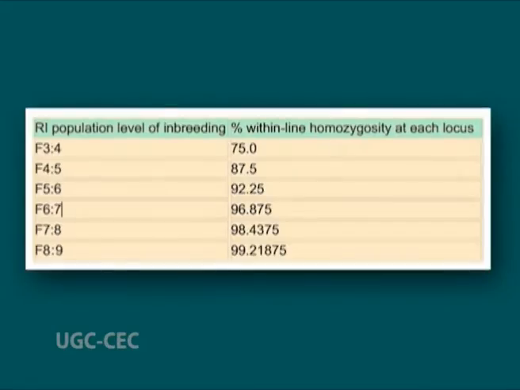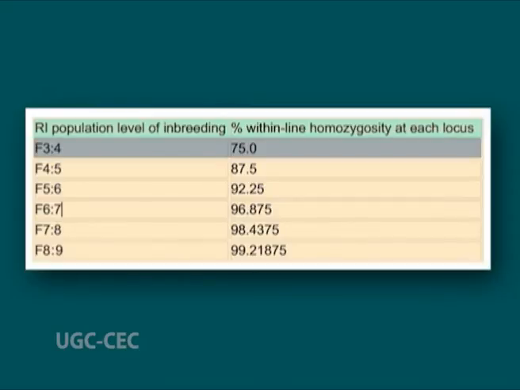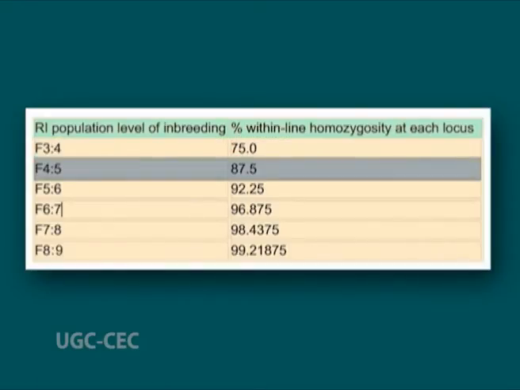For example, an F3:4 RIL population underwent single seed descent through the F3 generation and was bulked to develop the F4. This population of seed can be grown to obtain a large quantity of seed of each individual line. Importantly, each of the lines is fixed for many recombination events. The following table shows the RIL population level of inbreeding and percentage within-line homozygosity at each locus. In the case of F3:4, the percentage is 75%. F4:5, it is 87.5%.